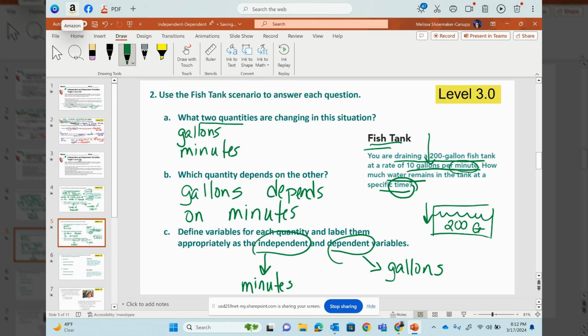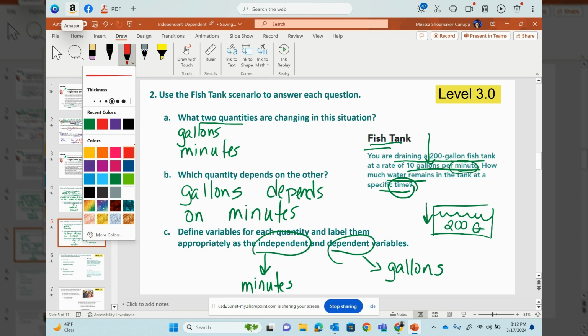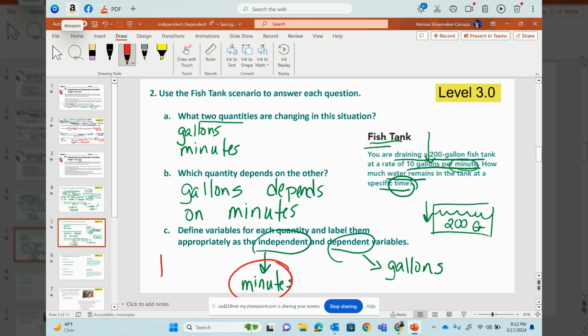Okay, I'm going to change this to red because it's really important. Time, okay, is always independent. Okay, I don't know what you have to do to remind yourself, but if time is in your scenario at all, it's always going to be your independent variable.